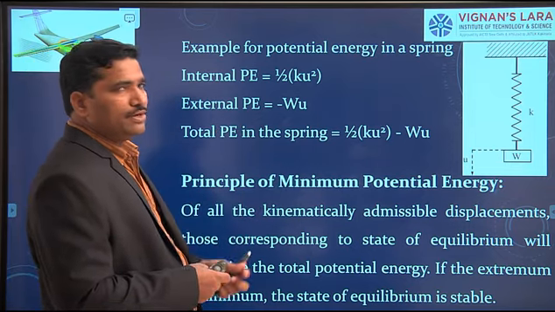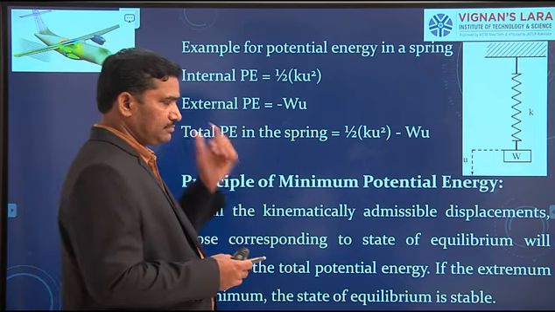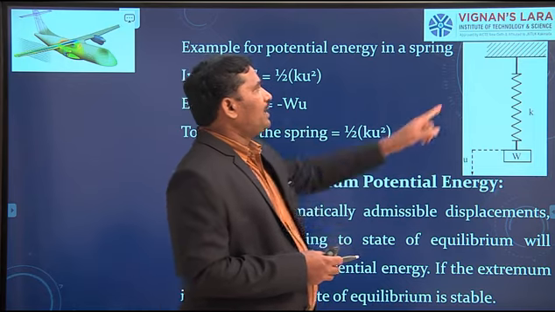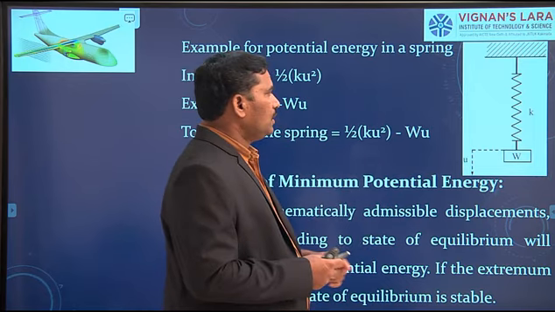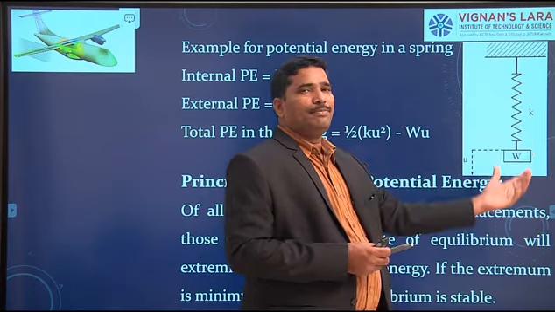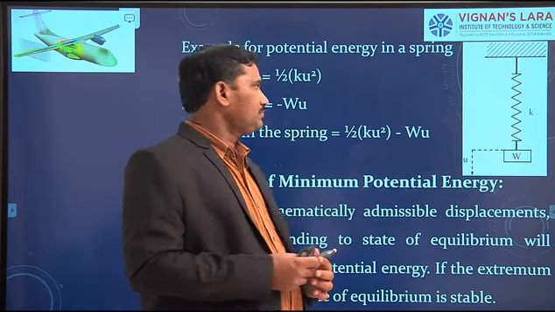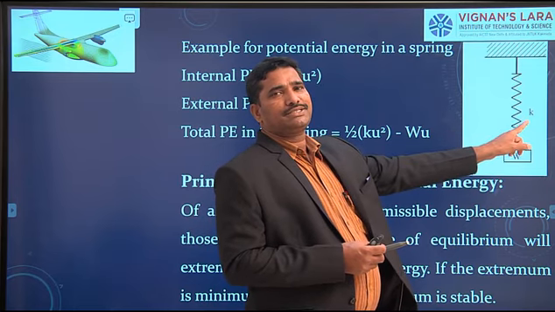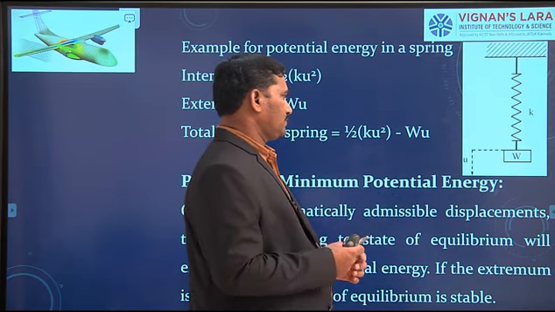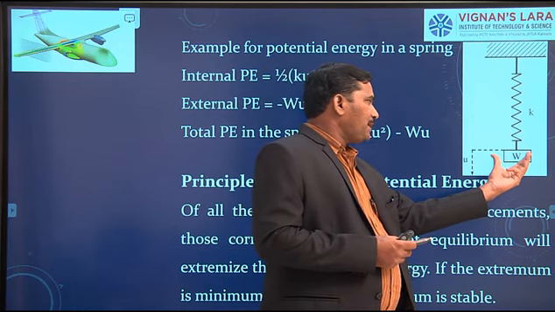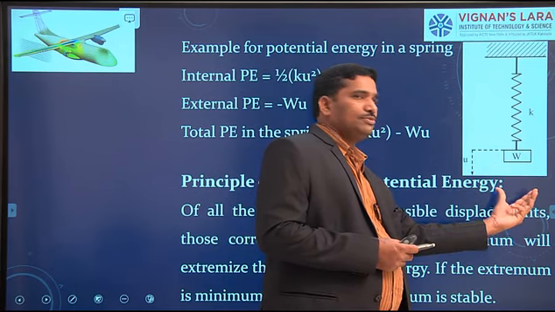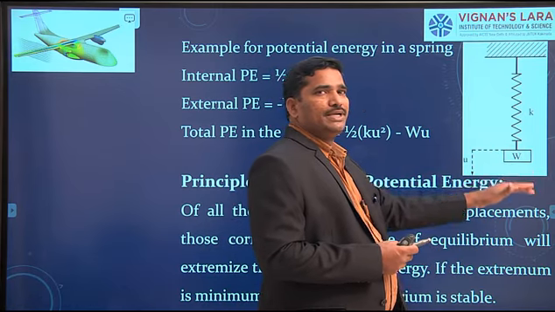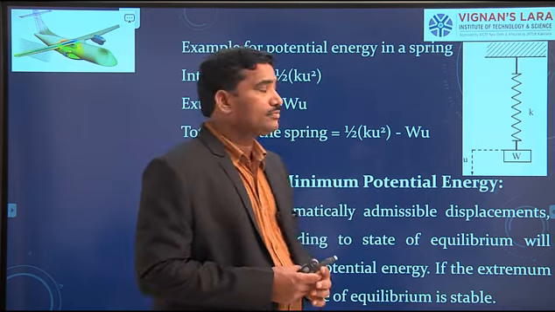What example we have? We have a spring here. Look at this figure. We have a spring here. One end is fixed. To the other end, a body of weight W is attached. K is the spring constant, or you can say stiffness. If I give displacement to this weight W, right, and leave it, it vibrates. Okay?